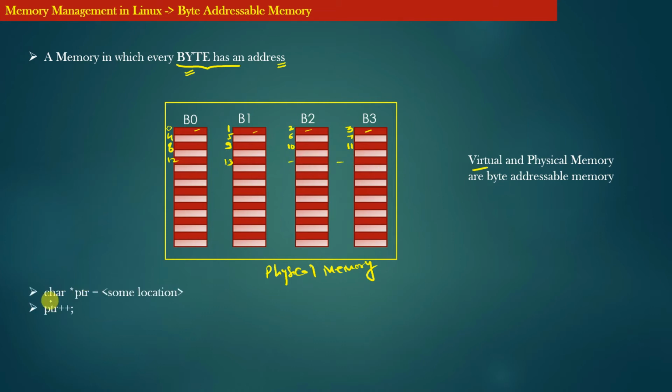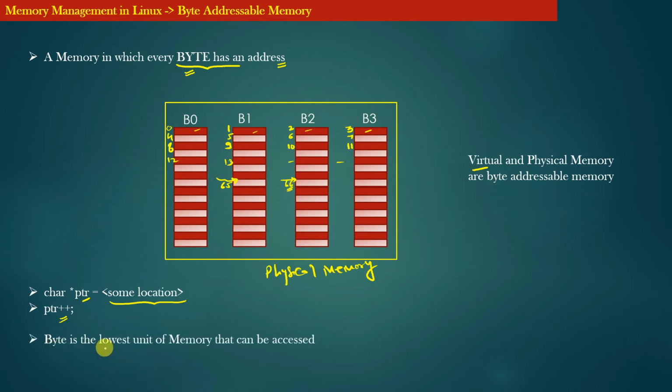So suppose you have a pointer which points to some memory location, let's say PTR is a pointer and this pointer points to this address. Let us say that this address represents 65. Now if you increment this pointer value, it means that this pointer will now start pointing to the next byte in the physical memory. So this pointer will start pointing to byte number 66 in the physical memory.